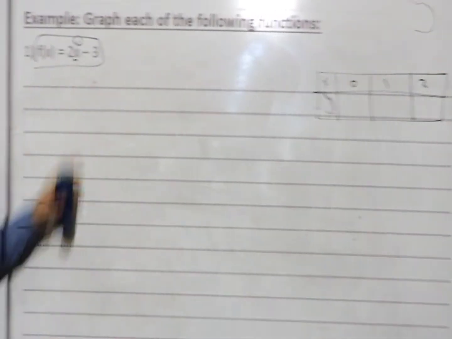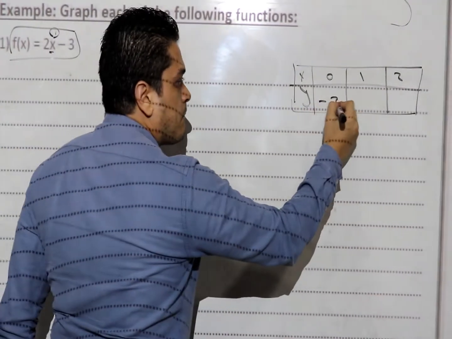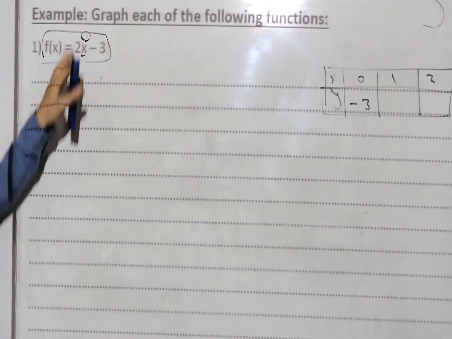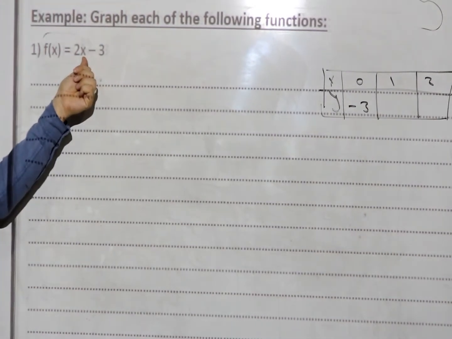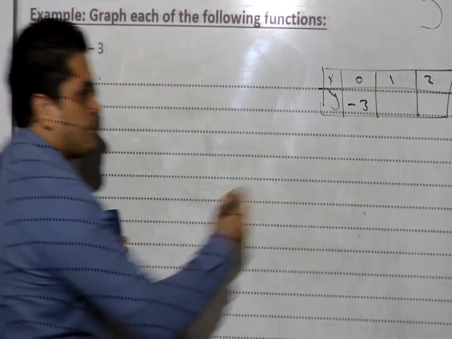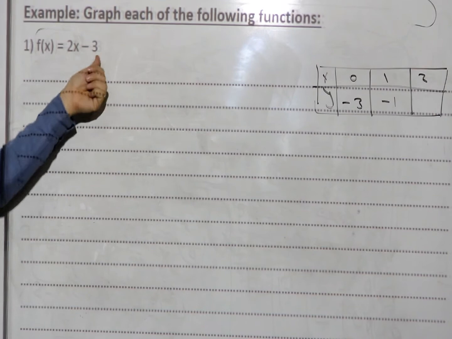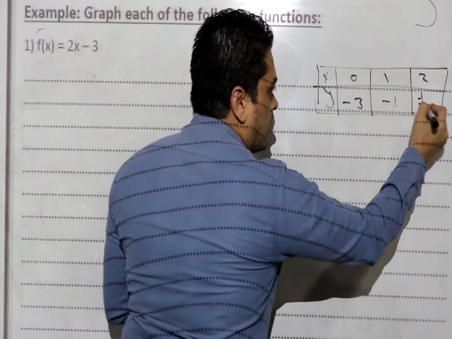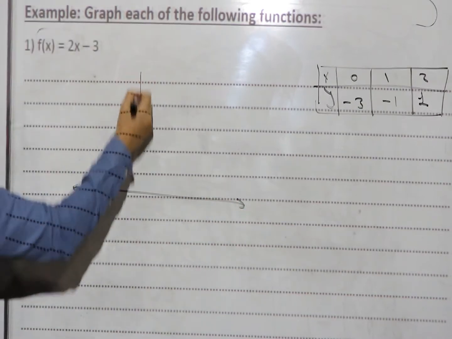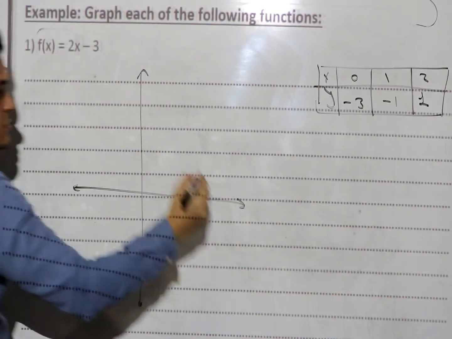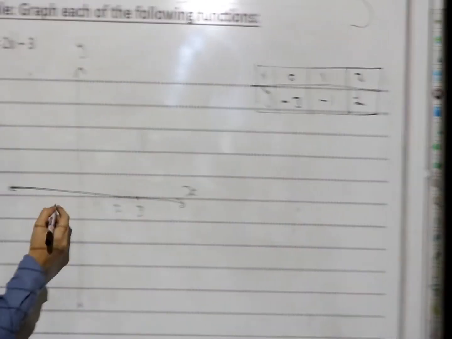After that, 2 multiply 0, 0, 0 minus 3, it will be -3. After that, for 1, you have to substitute x for 1. 2 multiply 1, it will be 2, 2 minus 3, -1. After that, 2 multiply 2 equals 4, 4 minus 3, it will be 1. After that, you have to draw your axes, x and y, and put your numbers.